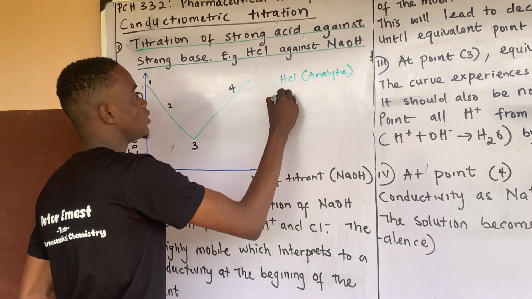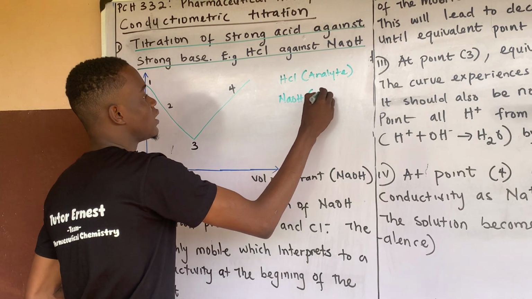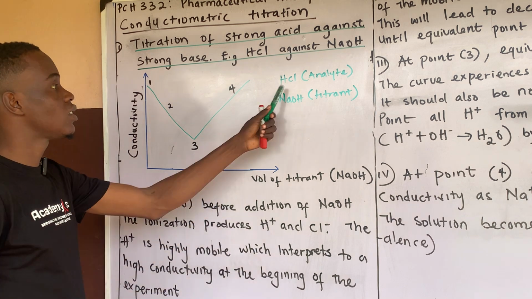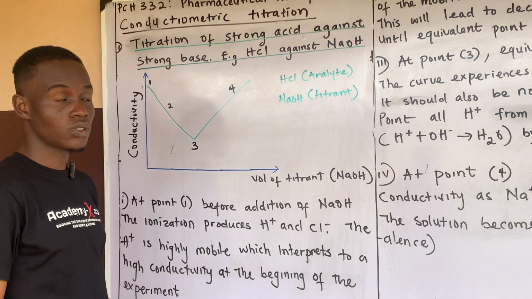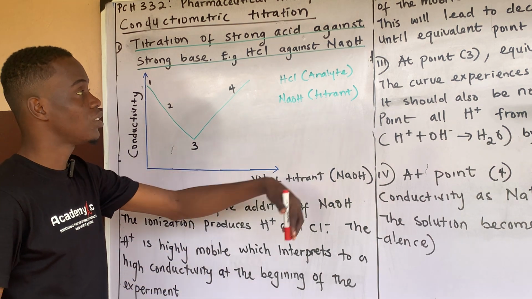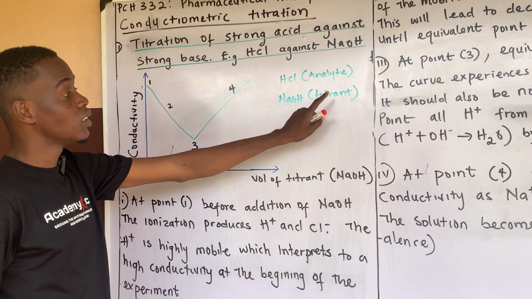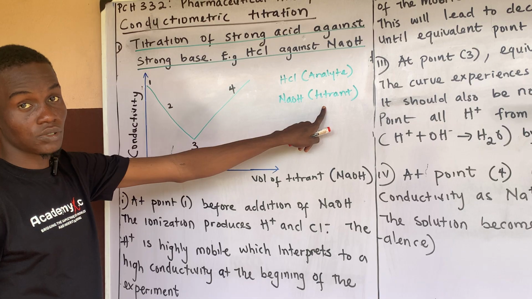And the NaOH is acting as the titrant. The HCl is acting as the analyte, that's a solution of known concentration, and the NaOH is acting as the titrant, that is the solution of unknown concentration.